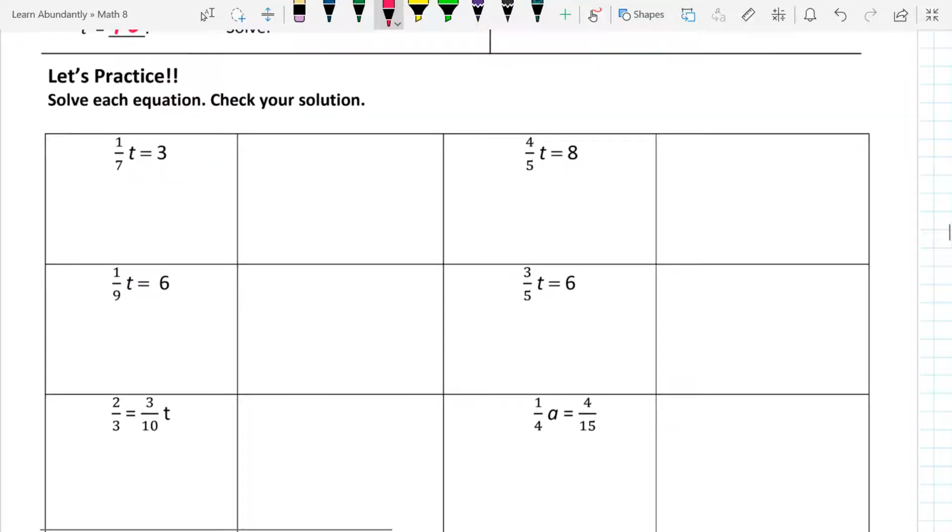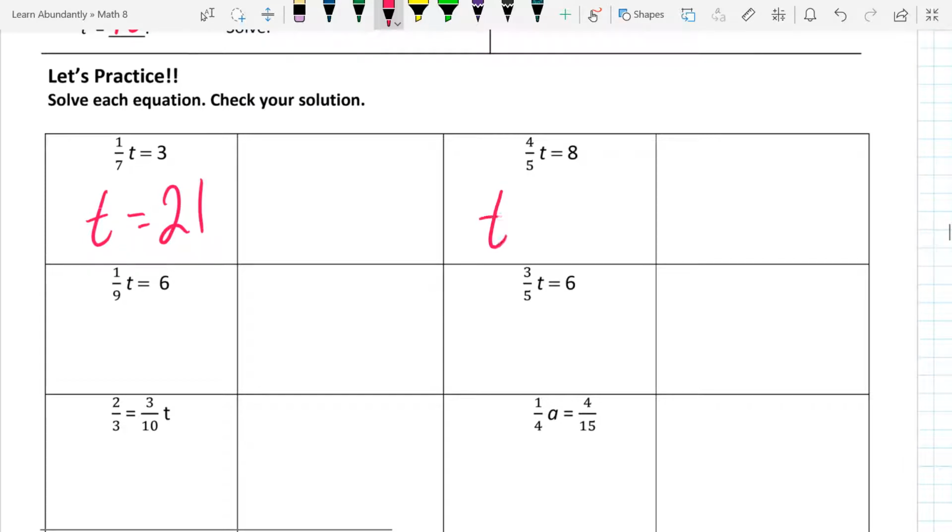Here are some quick practice problems for you. If you want to practice, you can go ahead and pause this. All right, I'm going to go ahead and tell you the answer. If you don't want to know, pause it right now. Here we go. In order to find these, I'm going to multiply by the reciprocal, but I'm going to do it in my head to save us a little bit of time. And I get t equals 21.